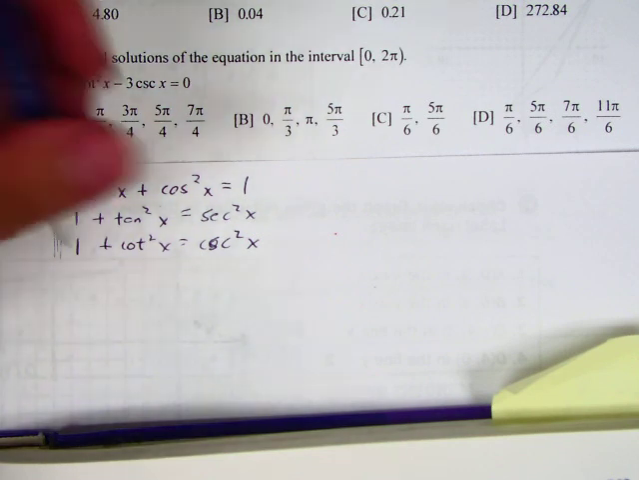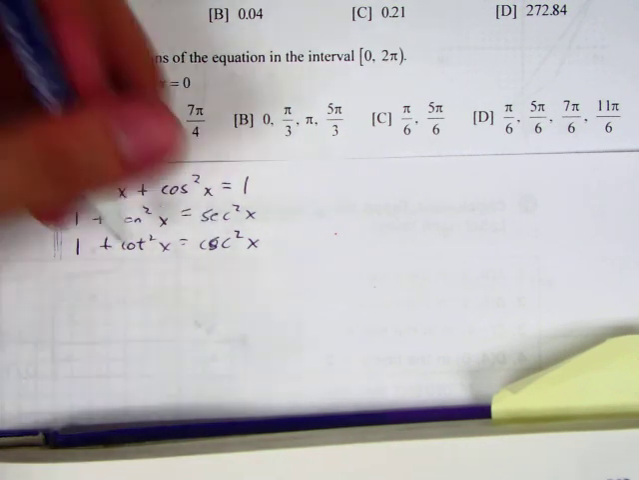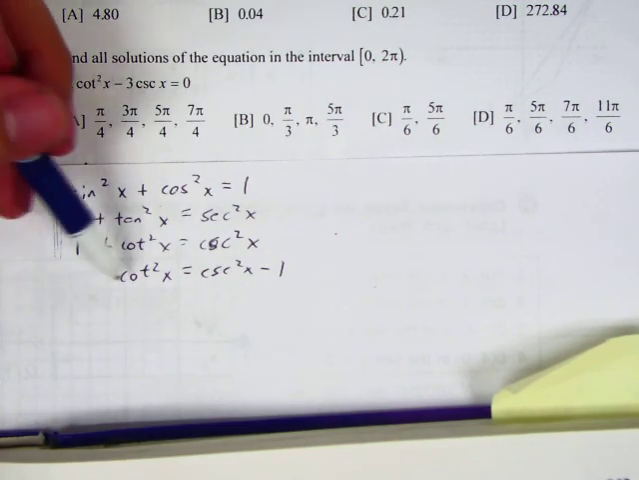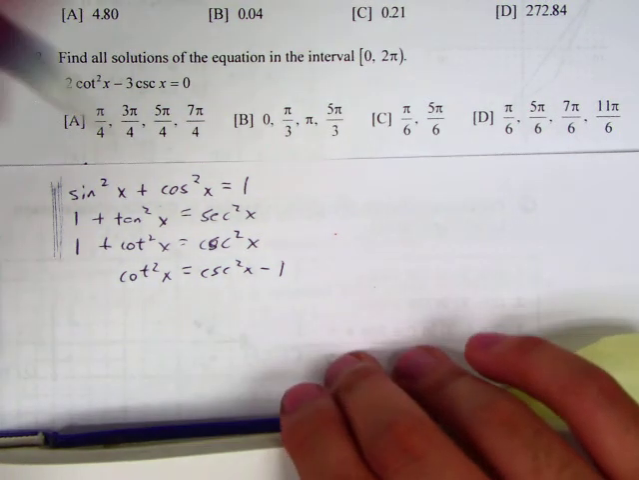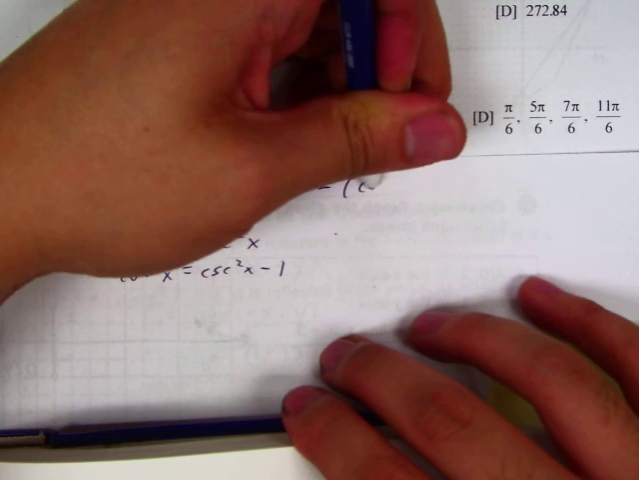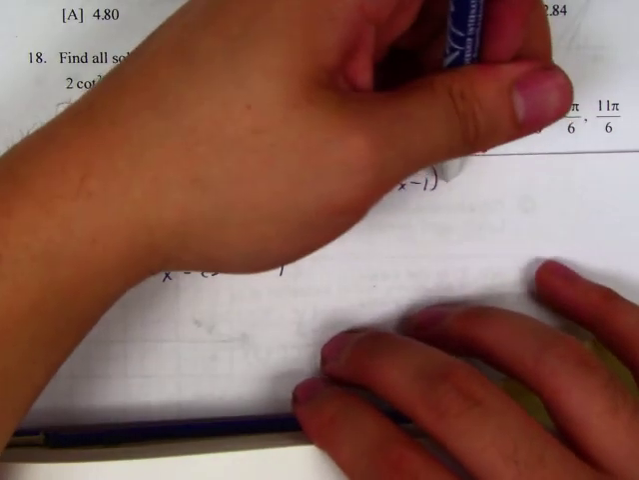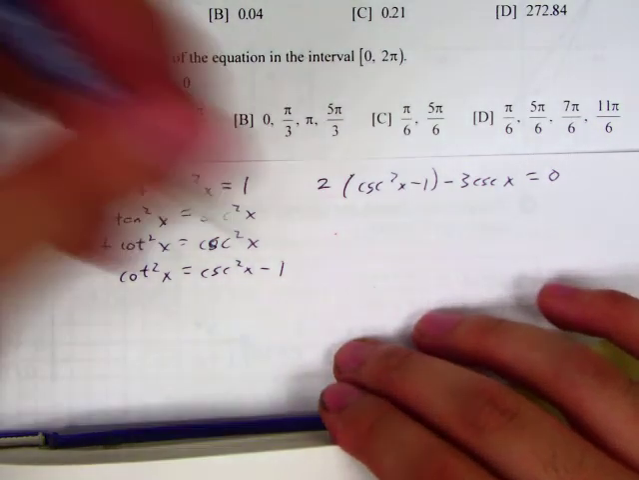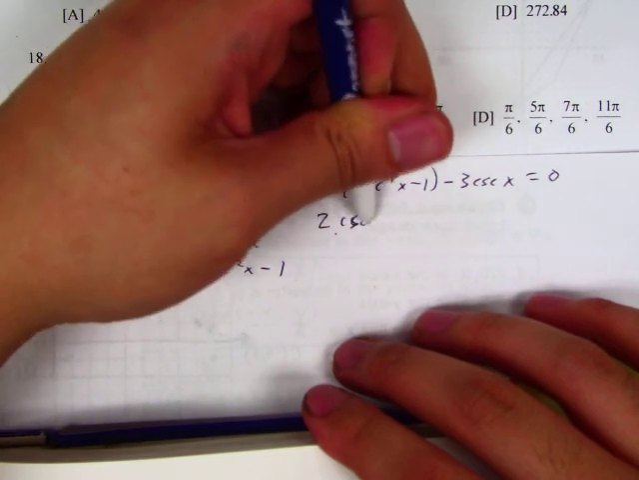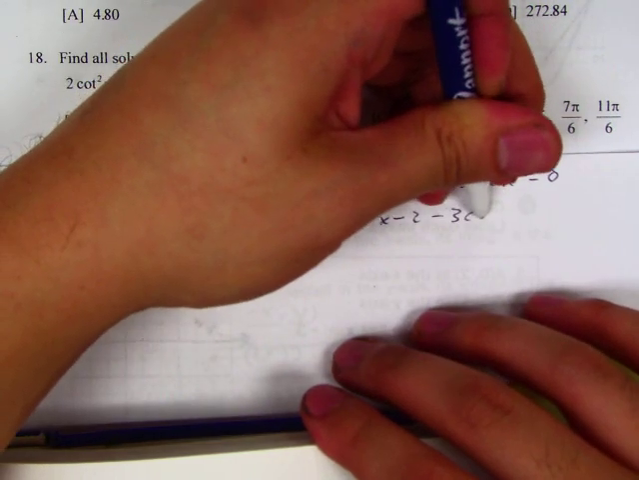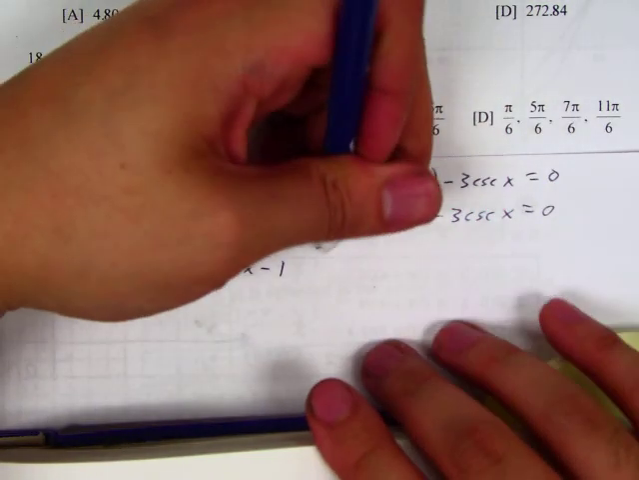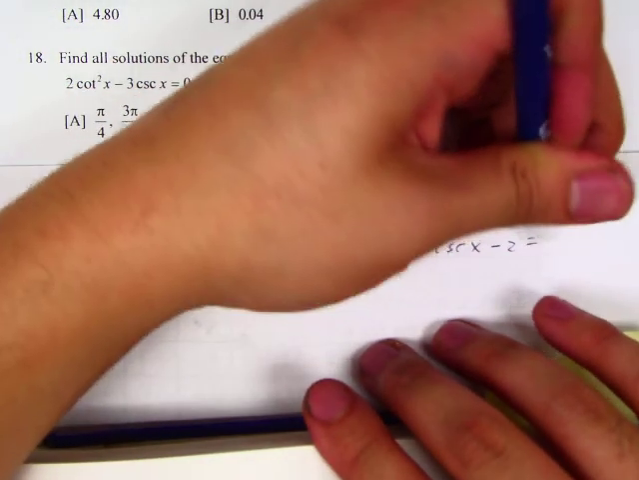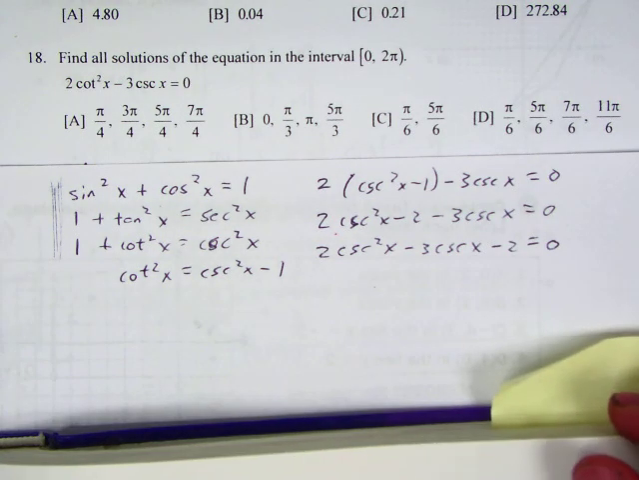Okay, I'm going to now substitute, because I know 1 plus cotangent squared equals cosecant squared. I'm going to substitute this in for cotangent squared up there. That's what I'm going to do first. So I have 2 cosecant squared x minus 1 minus 3 cosecant x equals 0. Distribute the 2. Put it in standard form. Okay, that's our first few steps right there.